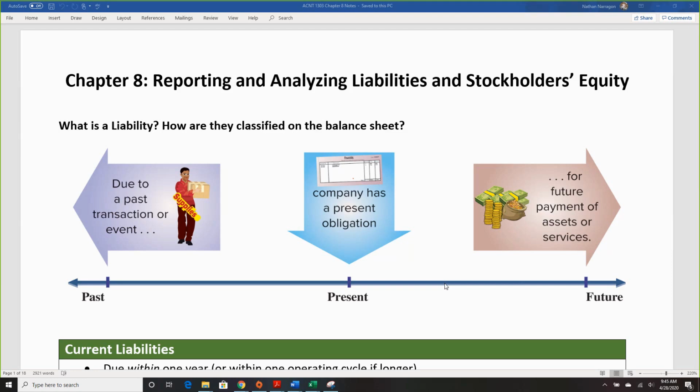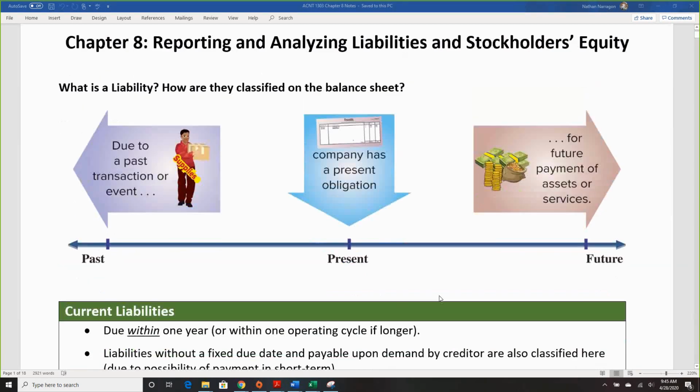All right, so let's start off. The thing that we hit first is, of course, liabilities. I like this graphic because it gives you the good time frame of what a liability is. Liabilities are dealt with in multiple types of transactions, but it's usually, again, us having to pay somebody. It could be due to a past transaction or event, our present obligations to pay a bill or pay our workers, all the way to a future payment, our loans and whatnot.